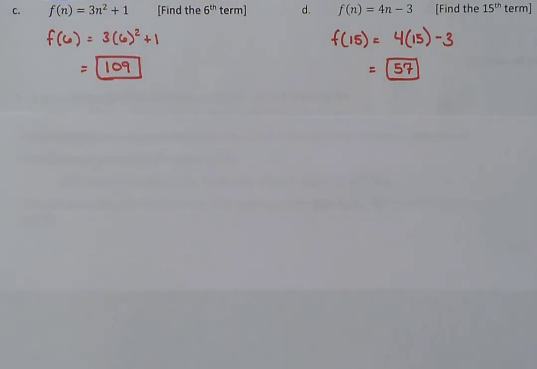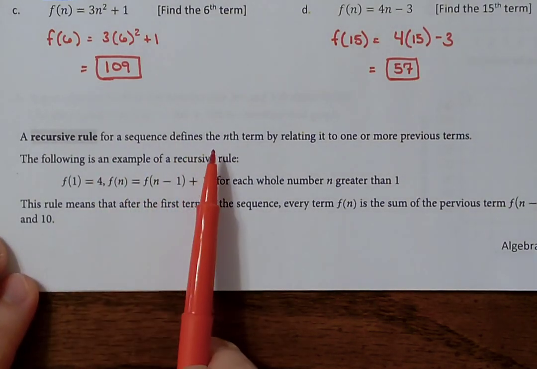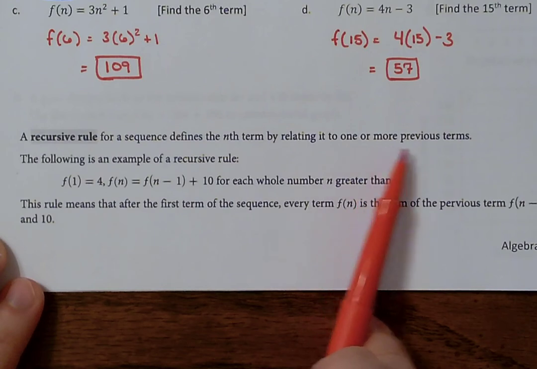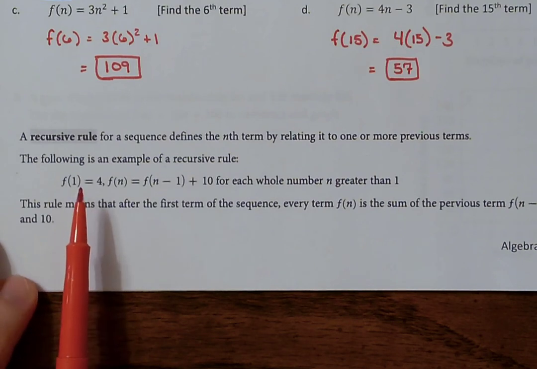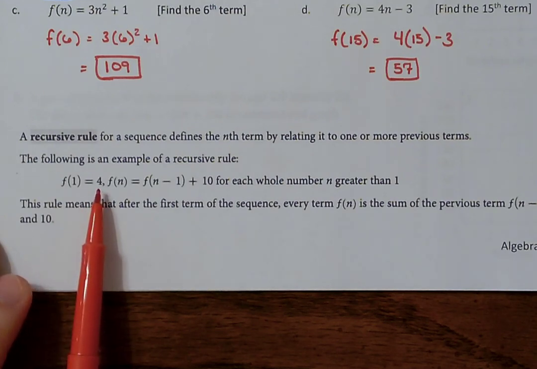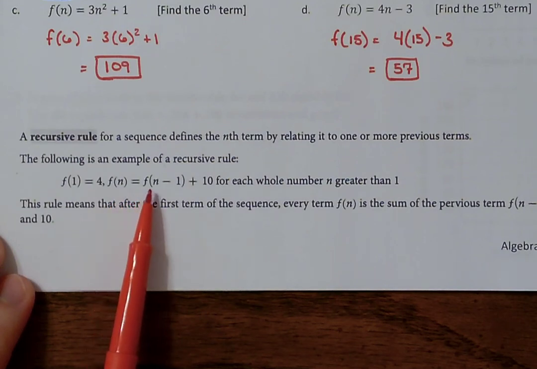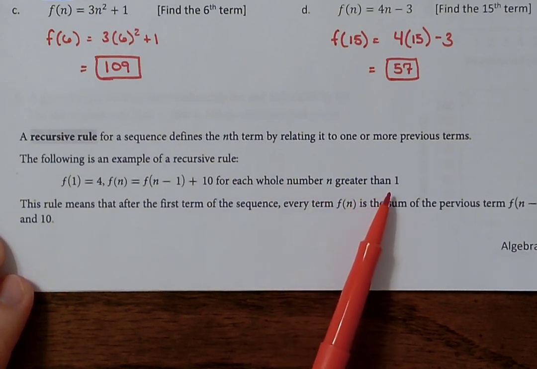Now, the other thing we talked about in the learning goal was recursive rules. So we're going to take a look at recursive rules before we jump into example 2. A recursive rule for a sequence defines the nth term by relating it to one or more previous terms. The following is an example of a recursive rule. What they're going to do is tell you what the first term of the sequence is. So f of 1 equals 4, and then they're going to tell you the recursive rule, which is f of n equals f of n minus 1 plus 10 for each whole number n greater than 1.